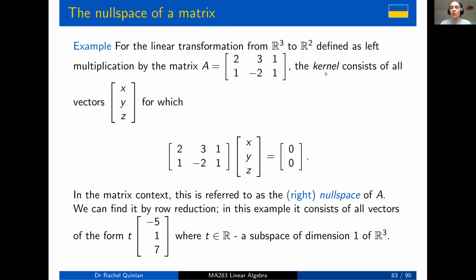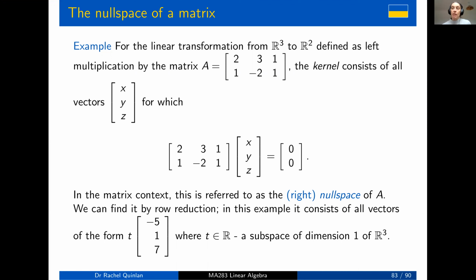Okay, so by definition the kernel consists of all those vectors in R3 with the property that when you multiply them on the left by A, you get the zero vector. So the set of all columns in R3 with entries x, y, z, where x times the column (2, 1) plus y times the column (3, -2) plus z times the column (1, 1) is equal to (0, 0). In the matrix context, the set of all such vectors x, y, z is referred to as the null space of the matrix A, or sometimes as the right null space of the matrix A.